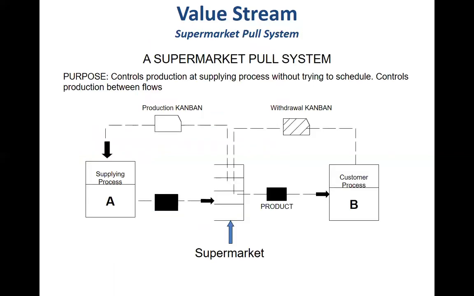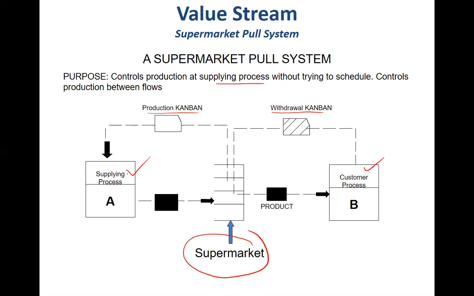So here is an example of a supermarket pull system. Essentially, the objective is to control production at the supplying process. So we have a supplying process here, and we want to control the production at this process without trying to schedule that process. Essentially, this should produce based on what the demand at the customer process is, right? So what we do here is that we have Kanbans, withdrawal Kanbans and production Kanbans. And there is this supermarket that we have established where products will sit or cards will sit.